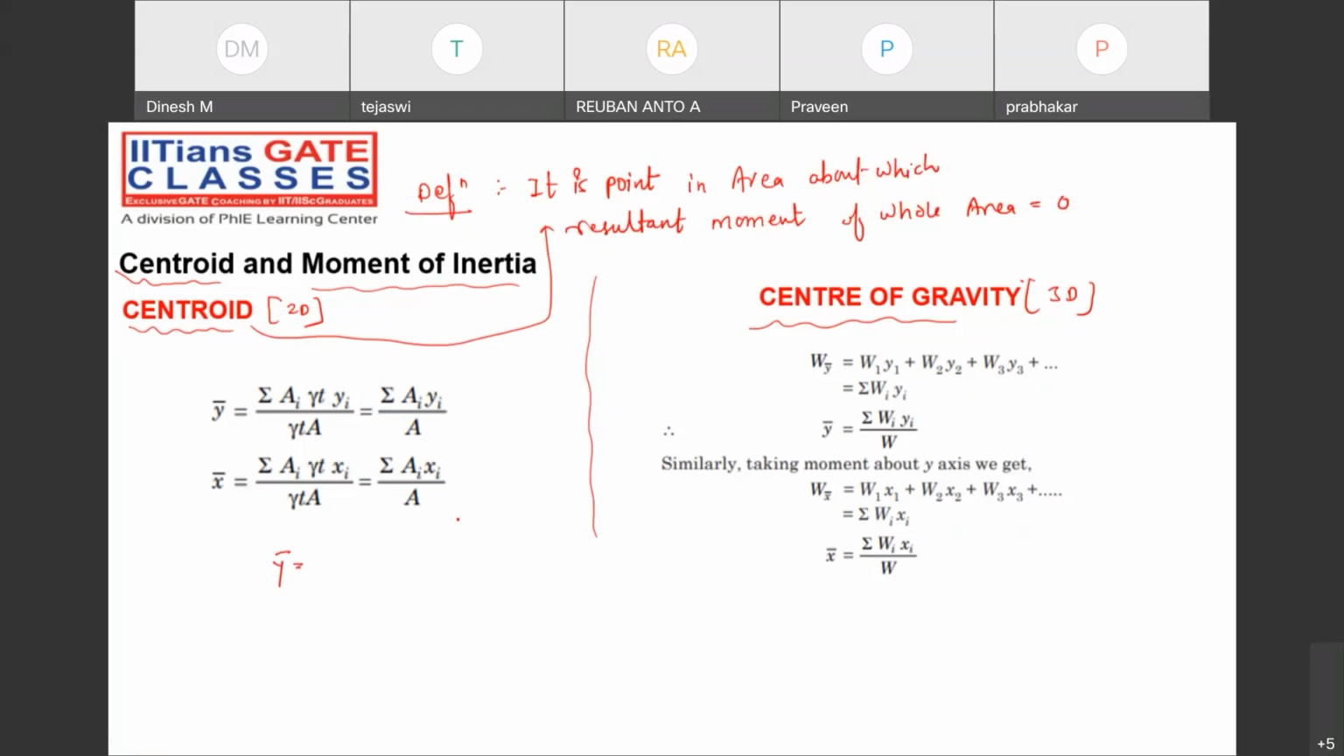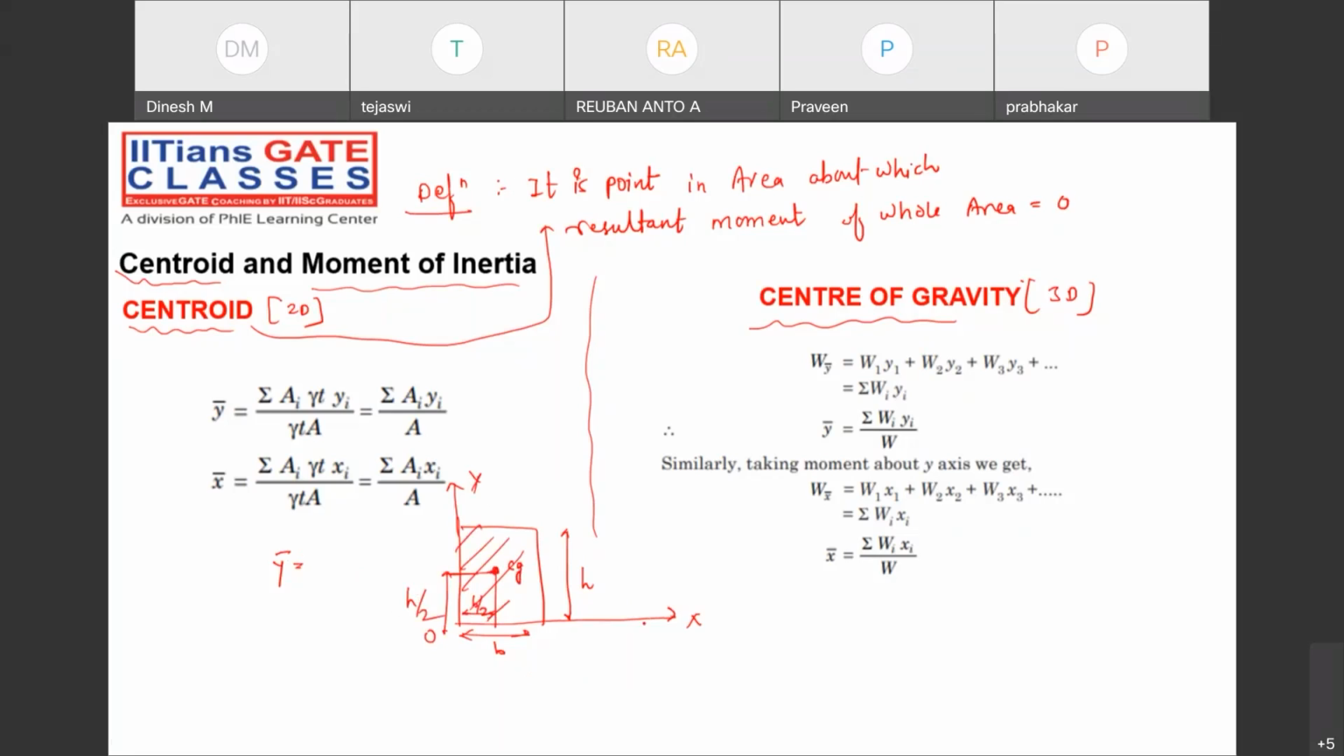Y bar, if suppose any object is there, if you want to calculate the centroid, this is the bar, which is having the width, suppose B, and height H. This is the reference X and Y axis. Now somebody will ask you to calculate the centroid for this particular plane area. Then what you will say? Sir, Y bar will be exactly at the midpoint at a distance H by 2 and exactly at B by 2. So this will be the centroid for this particular plane area.